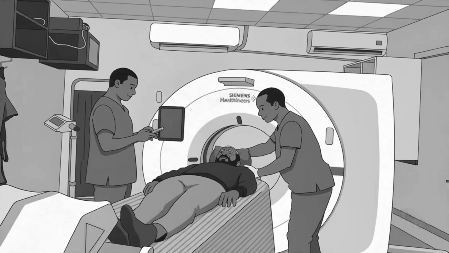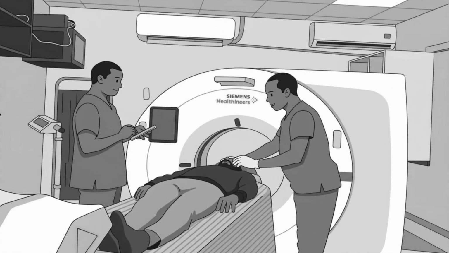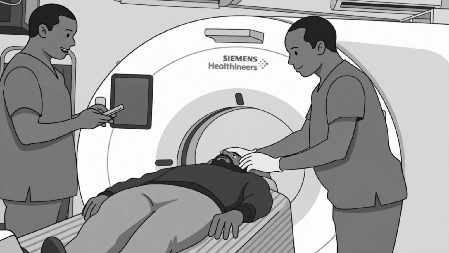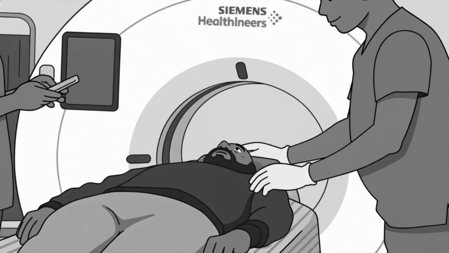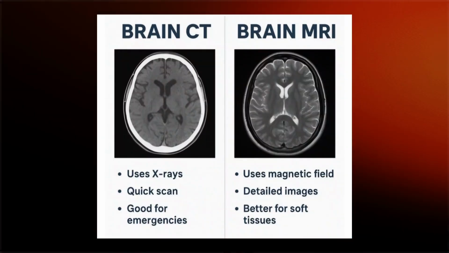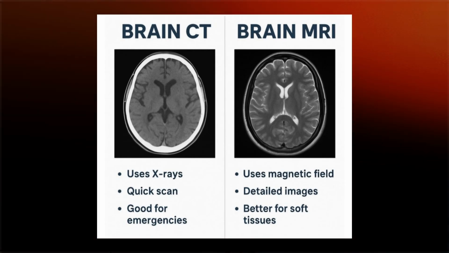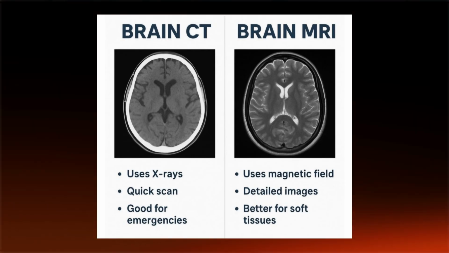So if you have these sick patients and you want to acquire images rapidly, then you will need to use a CT scan. But of course, when you want to study the soft tissues in detail, you want detailed images, you want to use an MRI.